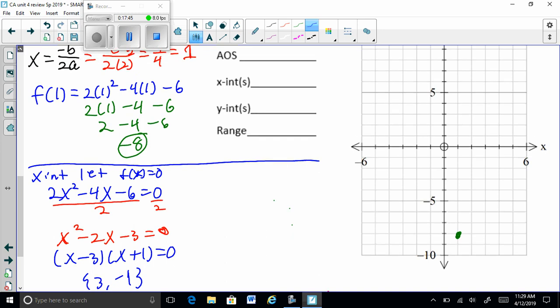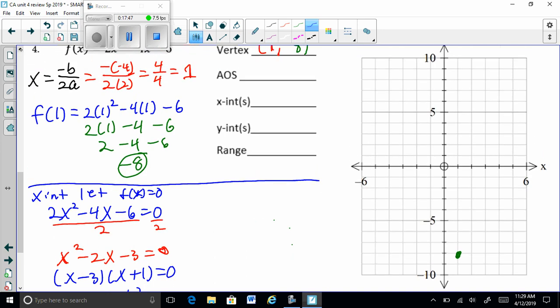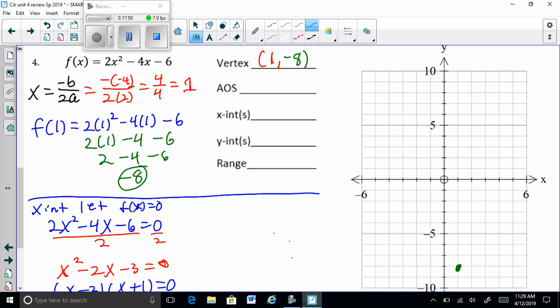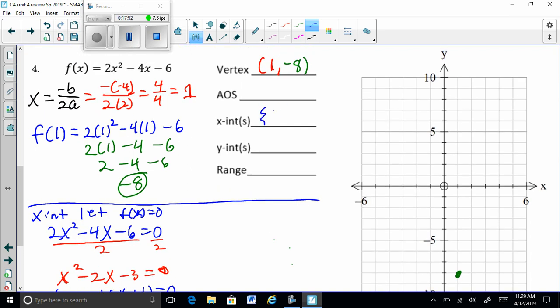So I'm going to go ahead and start scrolling back up so we can put that there. So let's see, positive 3 and negative 1. And I'll go ahead and add that axis of symmetry. All right. So let's see it. Positive 1, 2, 3, and then negative 1. There we go.